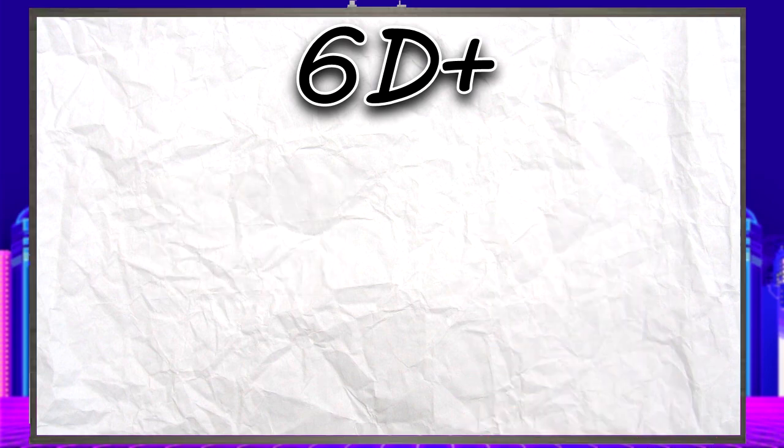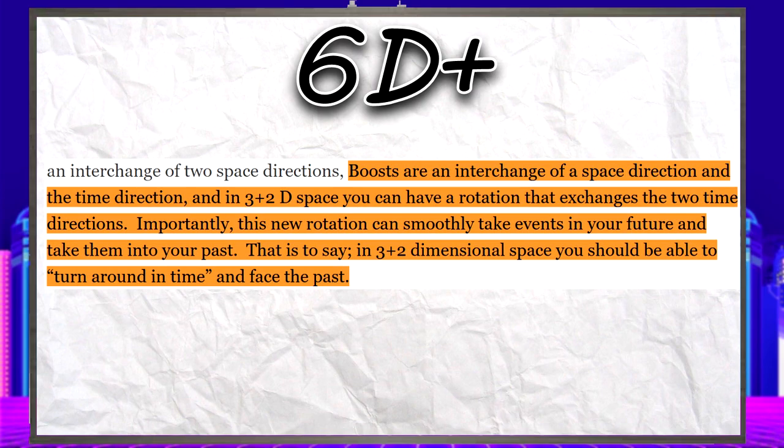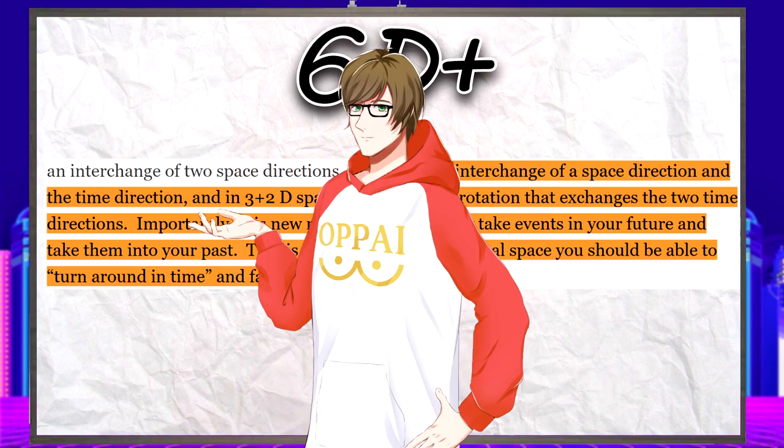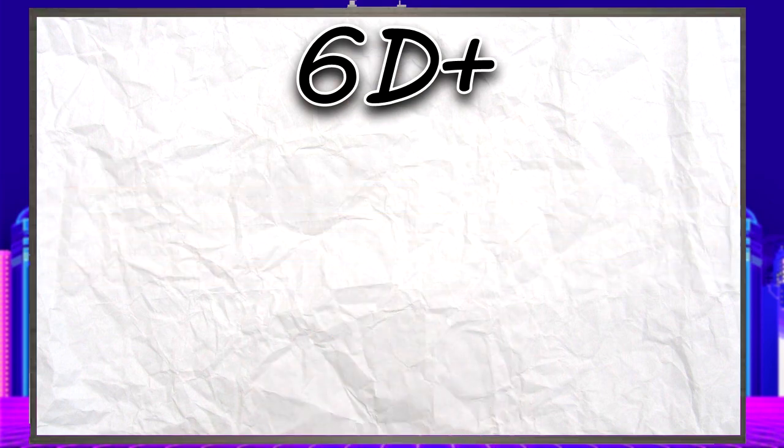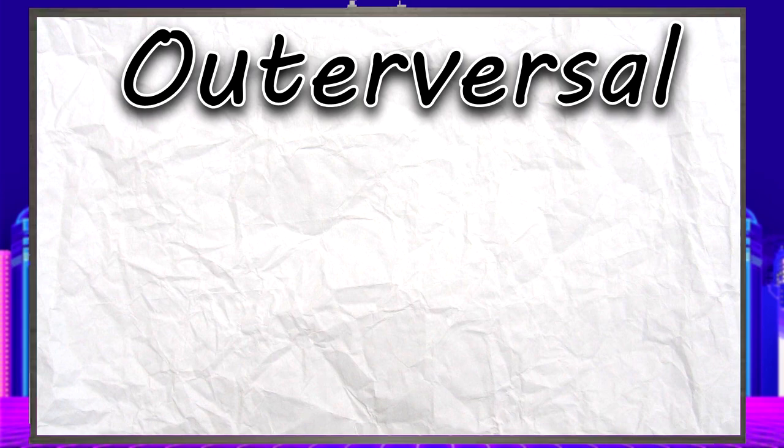According to Ask a Physicist, boosts are an interchange of space direction and time direction, and in 3 plus 2D space, you can have a rotation that exchanges the two time directions. Importantly, this new rotation can smoothly take events in your future and take them into your past. That is to say, in 3 plus 2 dimensional space, you should be able to turn around in time and face the past. This basically means that you could travel through time easily if we lived in a spacetime with two temporal dimensions.